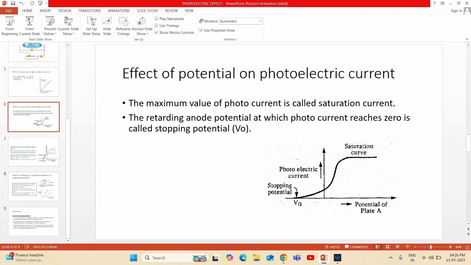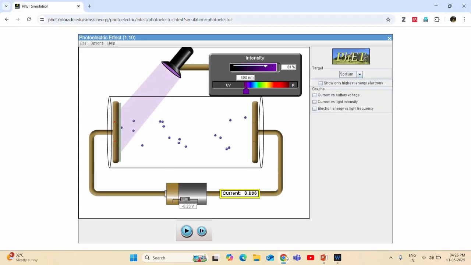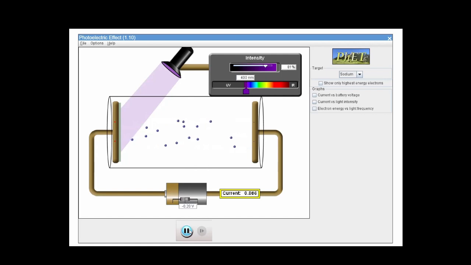Next we can discuss the effect of potential on photoelectric current. If I am increasing the potential, you can see the current also increases and it reaches a maximum value. Now there is no change in the current. The current reaches a maximum value, and it remains constant at 0.114 ampere. This value is called saturation current.